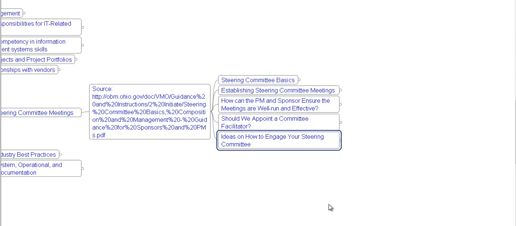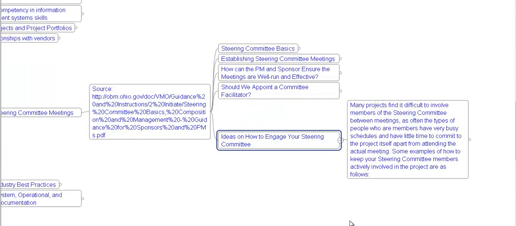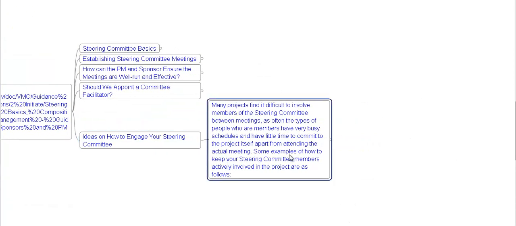Ideas on how to engage your steering committee. Many projects find it difficult to involve members of the steering committee between meetings, as often the people who are members have very busy schedules and have little time to commit to the project itself apart from attending the actual meetings. Some examples of how to keep your steering committee members actively involved in the project are as follows.